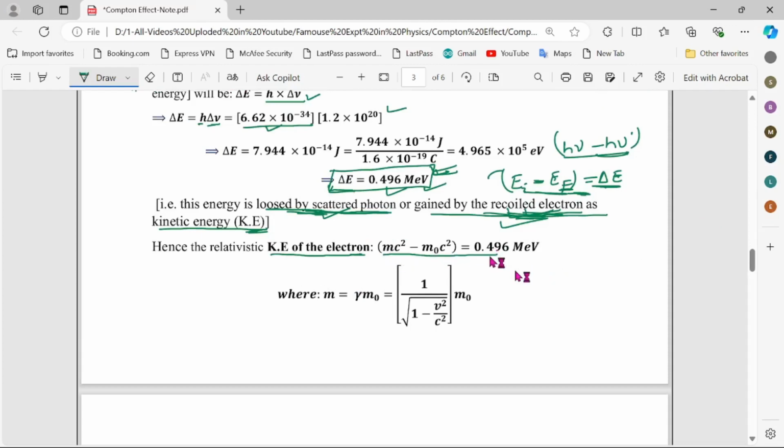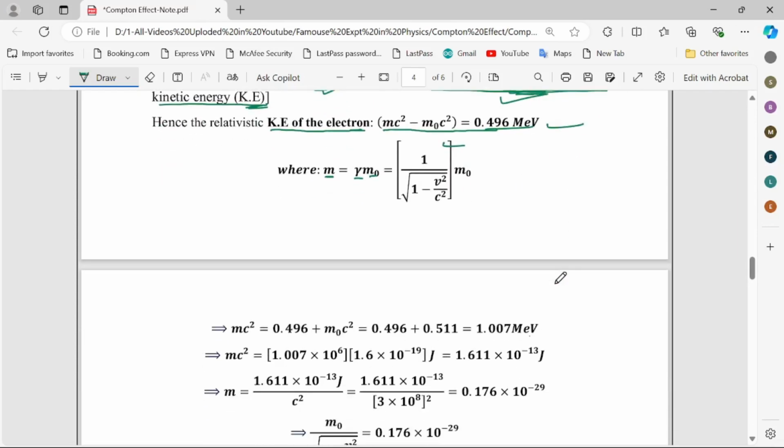Got it? Now, we know the relativistic kinetic energy of the electron is mc square minus m naught c square, which is equal to 0.496 mega electron volt. The relativistic mass is related to rest mass as gamma times rest mass. Gamma is 1 over the square root of 1 minus v square by c square.